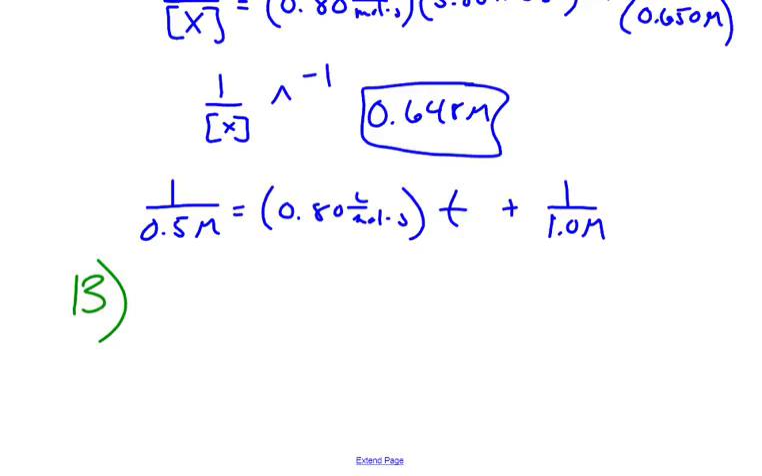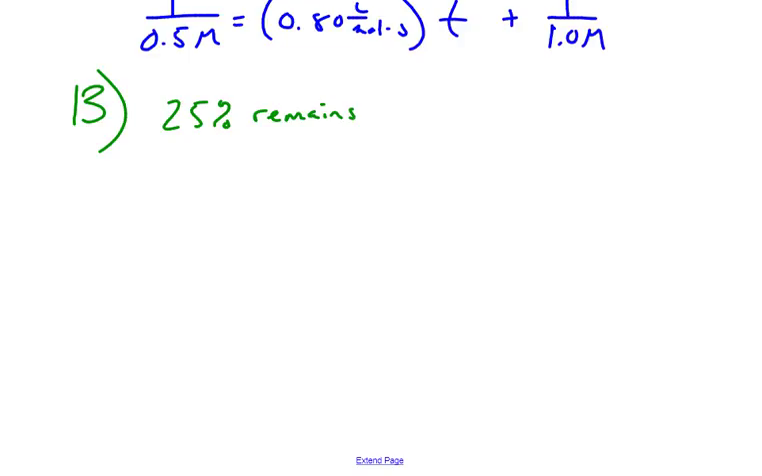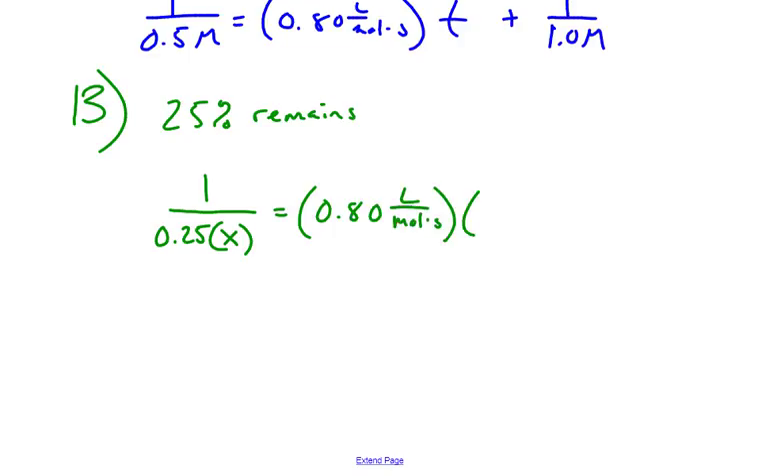So if 75% react, what I need to think about is that 25% remains. Okay? So what you need to do is, it's still second order. 0.25 of x. Okay? It says it takes 4.31 seconds.